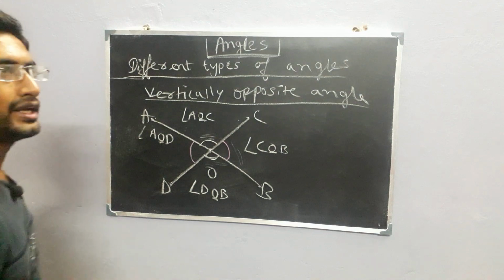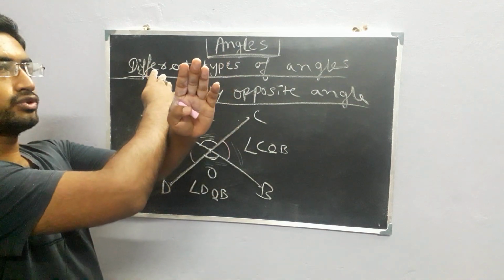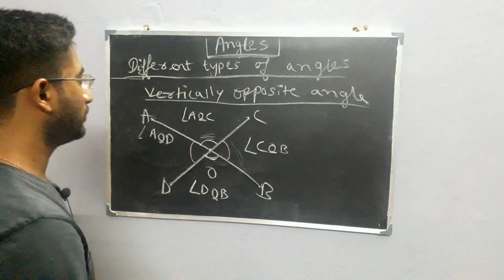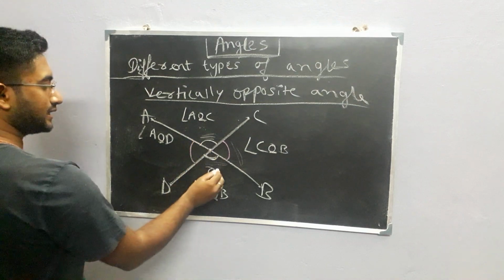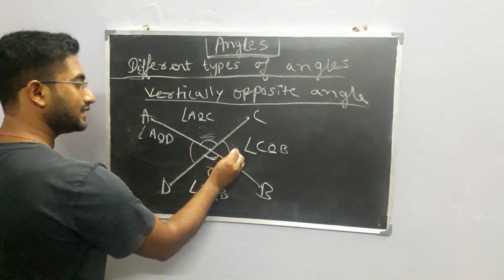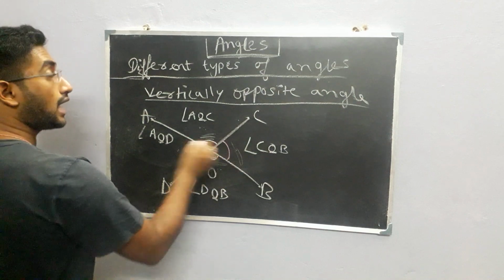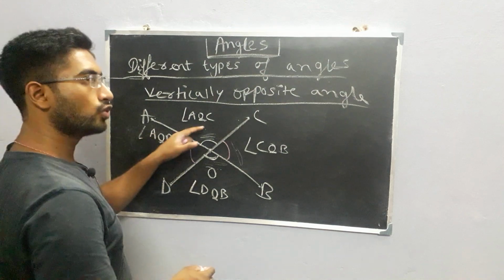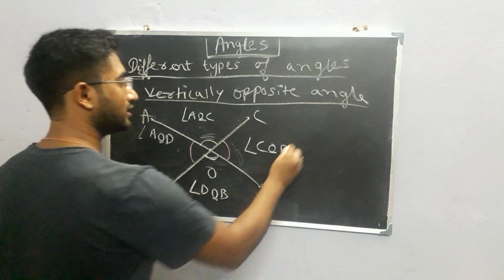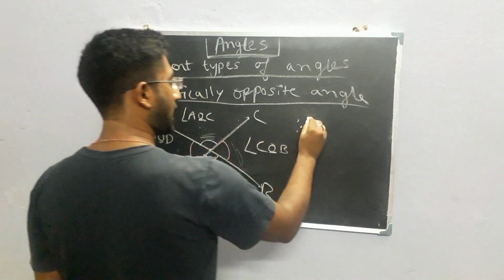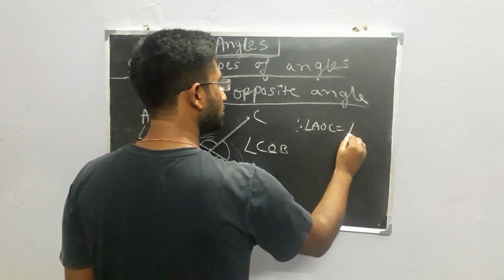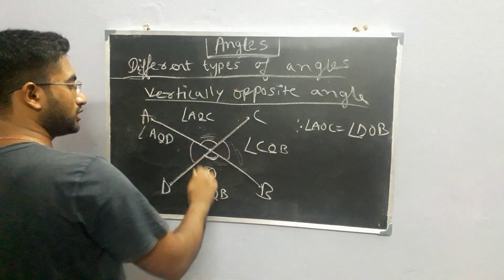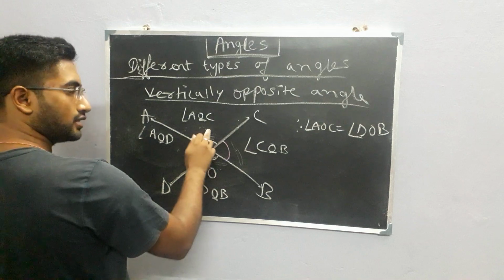Vertically opposite means diagonally, if two lines are created, then the top, bottom and left, right are equal angles. What do I mean by this? That means this angle and this angle are vertically opposite to each other, and this angle and this angle, which are drawn in two pinks, are opposite angles to each other. Now what is the relation between two opposite angles? They are equal. Therefore, what conclusions can I write? Angle AOC equals angle DOB.